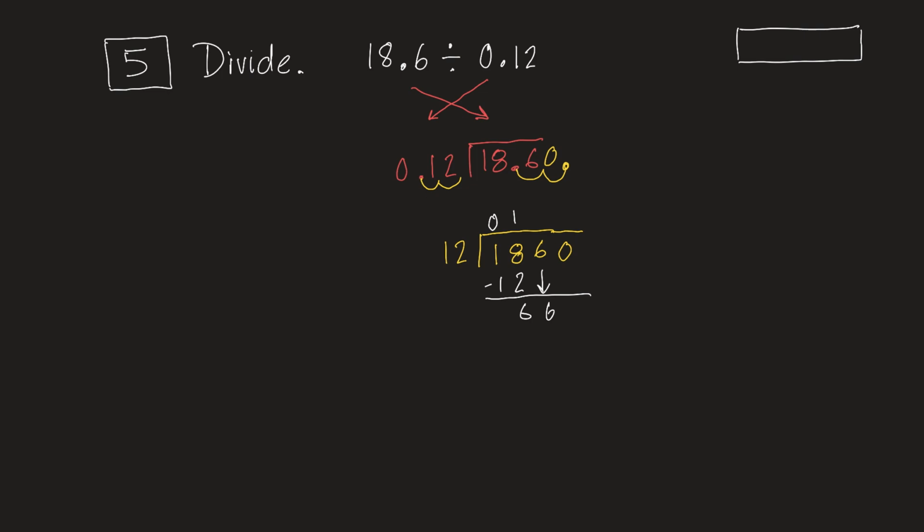How many 12s are in 66? Well, I know that 5 times 12 is 60. Divide, put your answer up, multiply, put your answer down. Subtract, put your answer down, and then bring another number down. Got to keep going. 12 into 60 is 5. Hey, there we go.